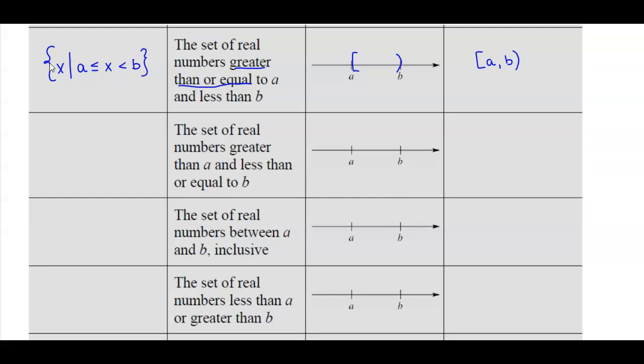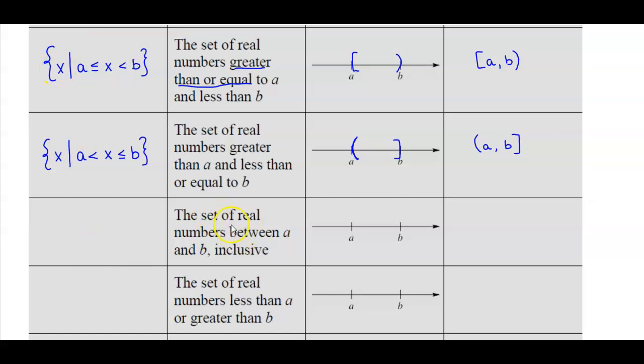Okay, the next one says the set of real numbers greater than a. So greater than a doesn't say greater than or equal to, so you have a parenthesis and it's going towards the right. And it says less than or equal to b. So that means you have brackets going towards that direction. So we have parenthesis a, comma, b with a bracket. And so how do we write this in set builder notation? We have x such that we have a less than x, which is less than or equal to b.